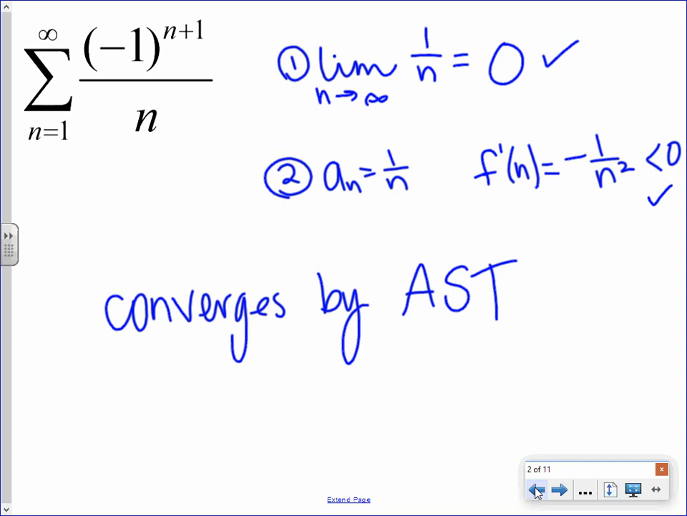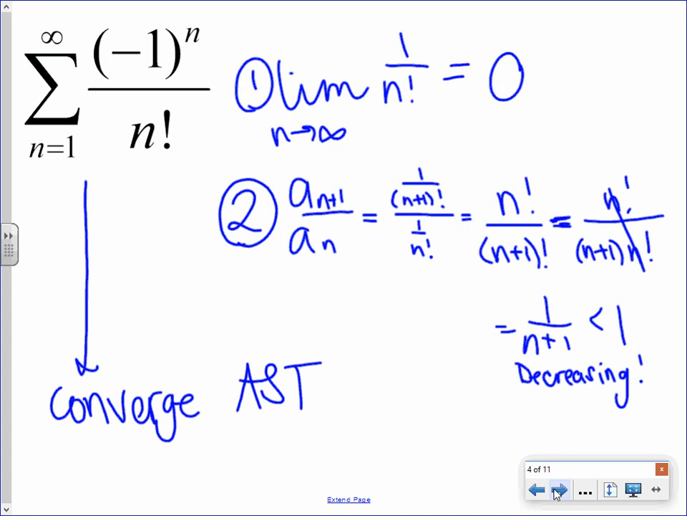Okay, what if we took away the negative 1 to the n plus 1? What would we have? We would have 1 over n. Would 1 over n converge? No, but if we put the negative 1 to the n plus 1 power with it, it does converge. You see what I mean? Okay, so we have some alternating series that converge.